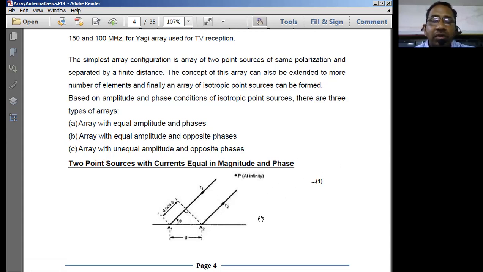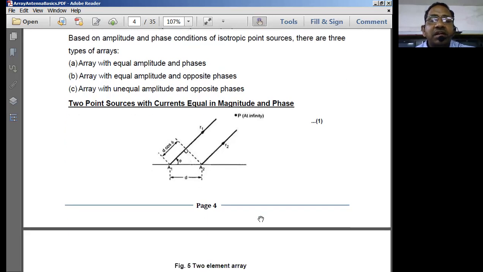So this is the basic diagram for the two element array, with the two antennas A1 and A2. Here we are not discussing the type of antenna. We are just treating these two as point sources, and we proceed to derive the radiation patterns of the antenna with respect to the angle of inclination, along which angle the radiation patterns come. That is what we are going to see in the next session.